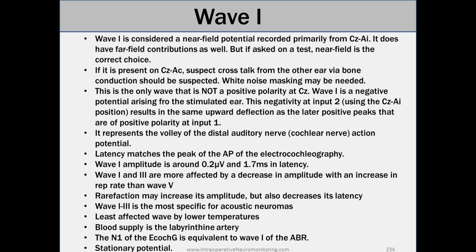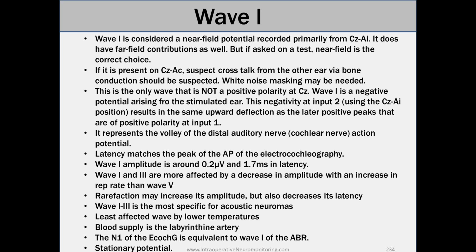This is the only wave that is not a positive polarity at CZ. It's actually negative. Wave 1 is a negative potential rising from the stimulated ear. This negativity at input 2 using the CZ to AI position results in the same upward deflection as the later peaks that are positive polarity at input 1. It represents the volley of the distal auditory nerve, or the cochlear nerve action potential, so distal. Latency matches the peak of the action potential in electrocochleography, that's N1.